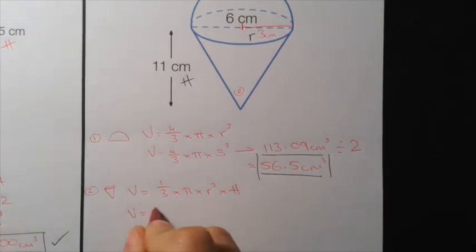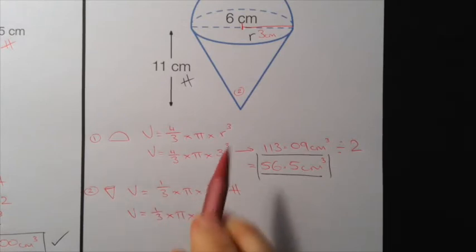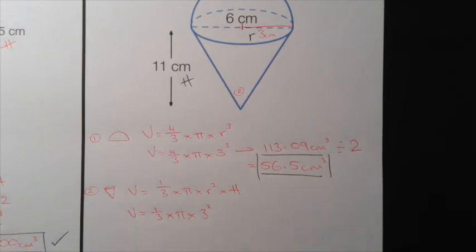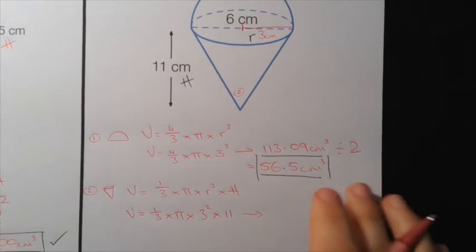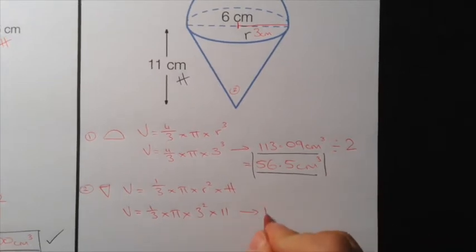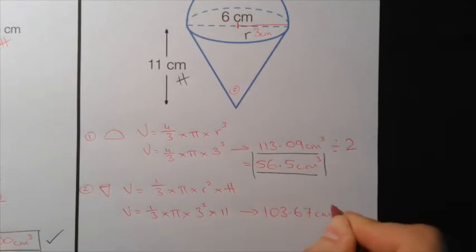So all we need to do now is substitute those numbers into our formula. Volume equals 1/3 times pi times the radius squared, and we know the radius is 3, so it's 3 squared times 11. When we plug them into our calculator, we get an answer of 103.67. Don't forget our units, centimeters cubed.